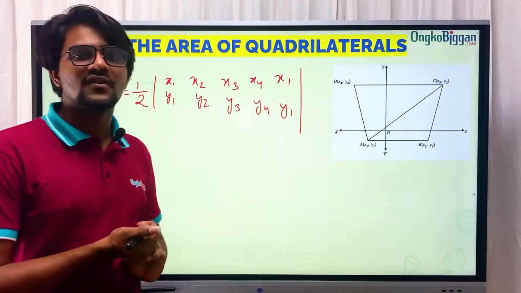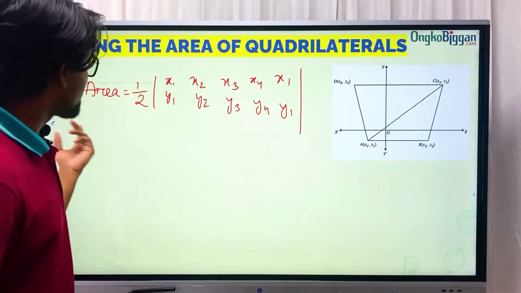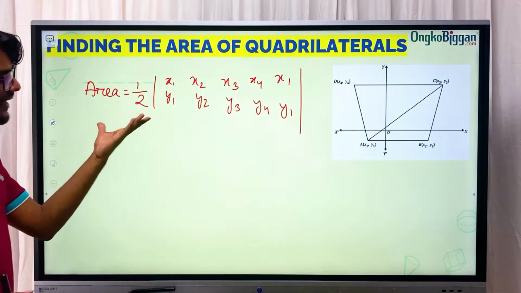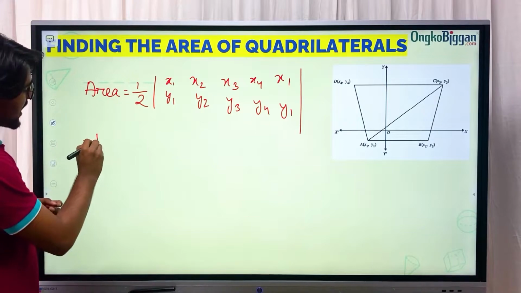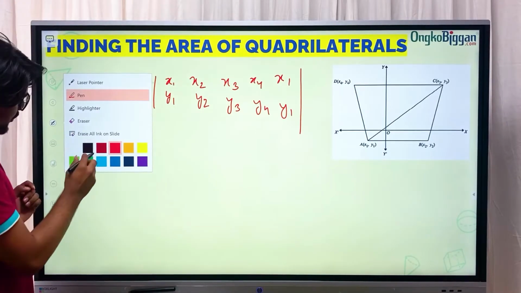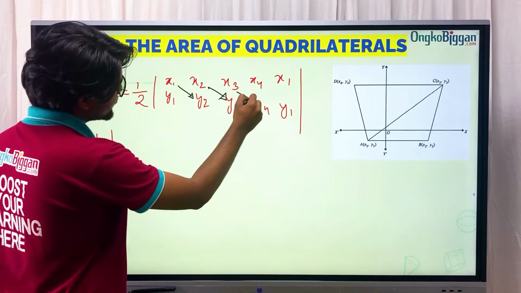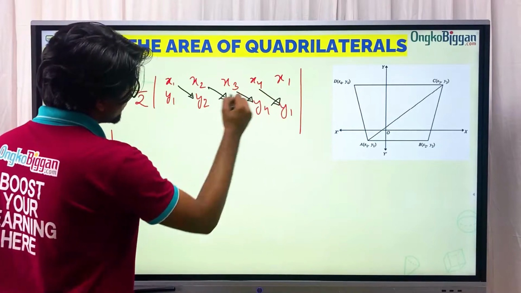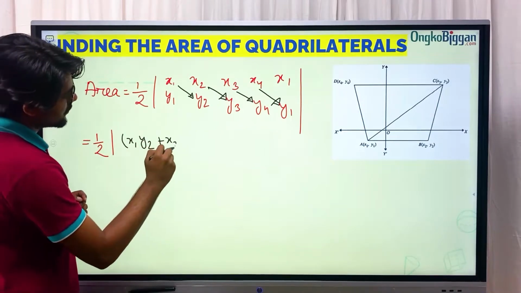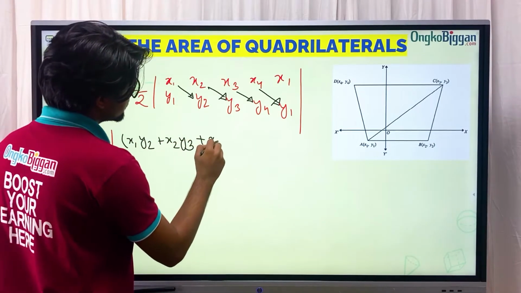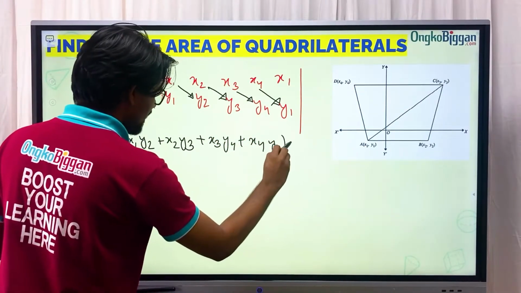Similarly, if our number of vertices is 5, we will have to write 6 columns, 7, we have to write 8 columns, and so on. So this is the actual formula of finding the area of the quadrilateral, and we are going to solve it in the same way. So we are going to keep the half here, and then start with the diagonal method, that is x1 into y2, x2 into y3, x3 into y4, x4 into y1. So we got x1 y2 plus x2 y3 plus x3 y4 plus x4 y1, and there will be a minus.